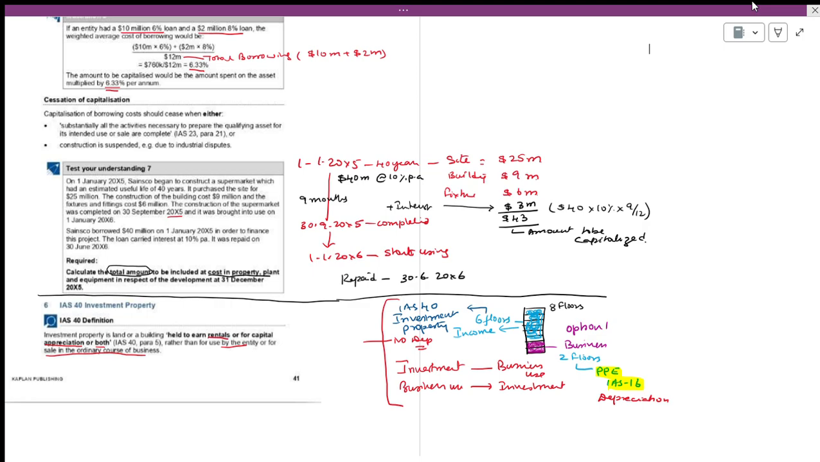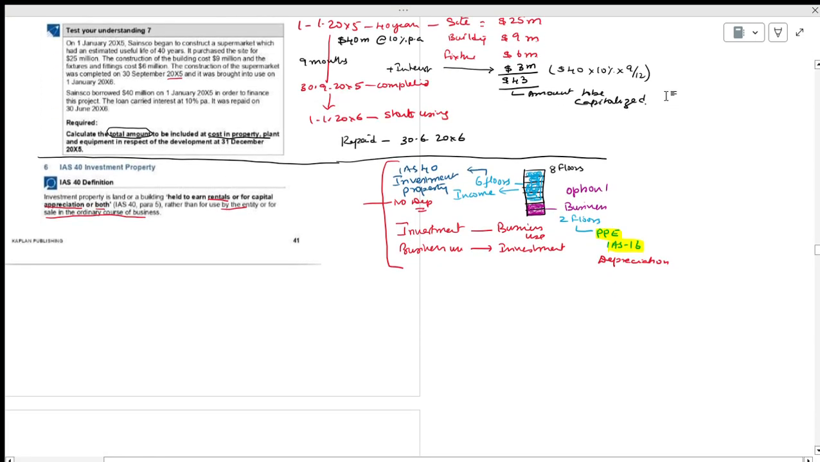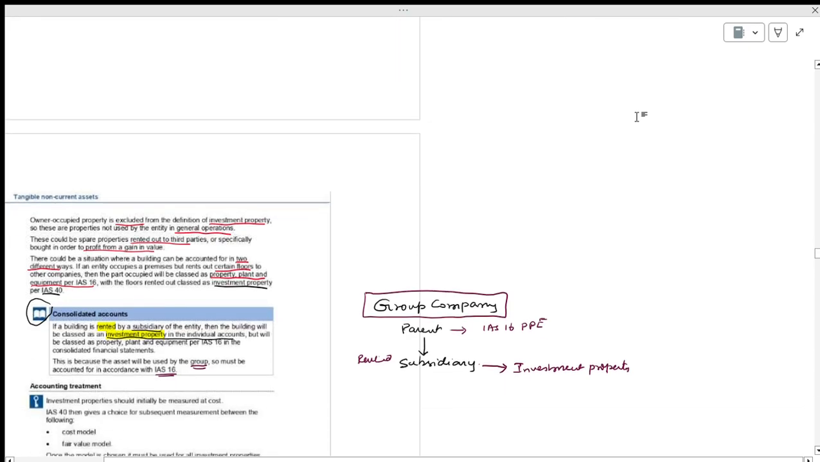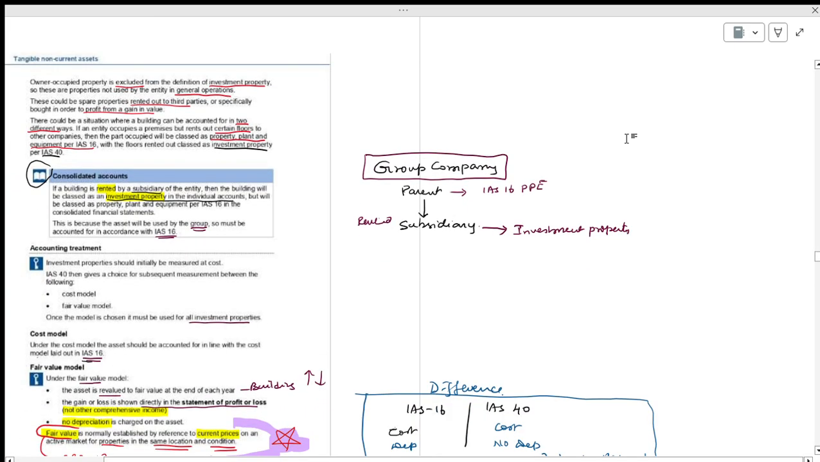See, this is what we have done with respect to investment property. When we are talking about investment property, what are the rules? The rule says that owner-occupied property is excluded from the definition of investment property. Investment property is what is related to the business, but is going to be generating rent. Now, in investment property, the concept is you have the cost model and the fair value model.